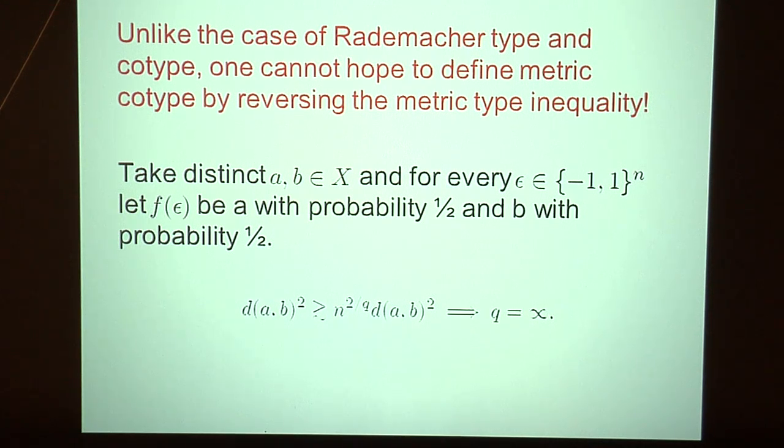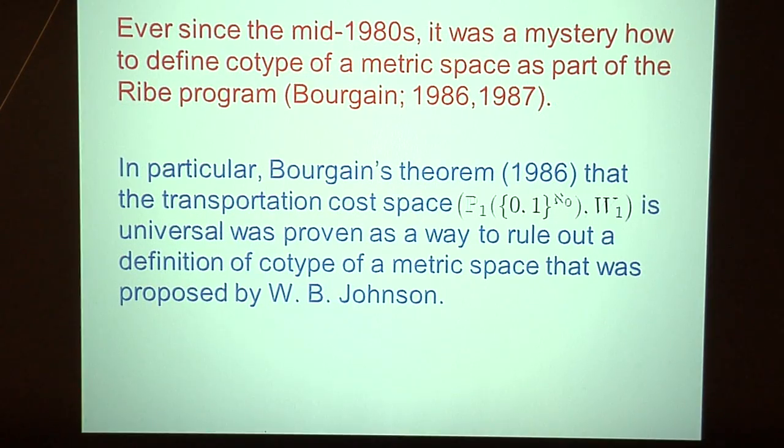So we cannot take what we did before, which wasn't naive, it required work, but we cannot just do the same thing and reverse inequalities. That's one. There are more reasons why a certain form of an inequality cannot be the definition of cotype. So this was a huge mystery. When I was a graduate student, this was kind of a reason that held back the Ribe program, because we had half a theory and somehow half a dictionary, and we couldn't state many conjectures even.